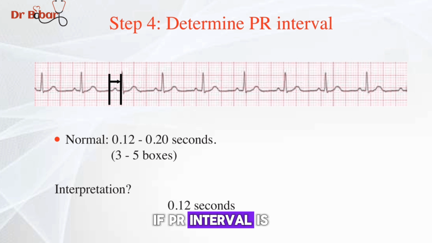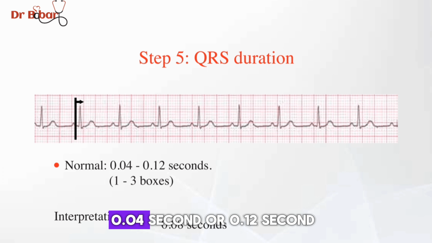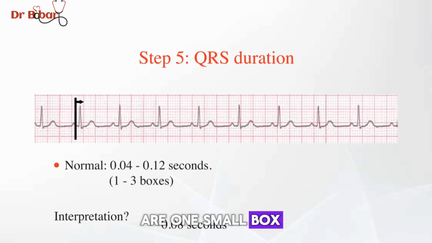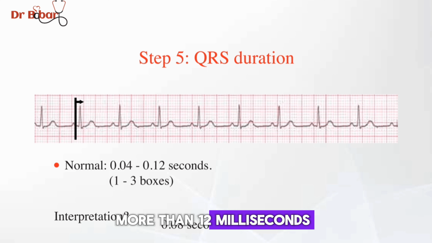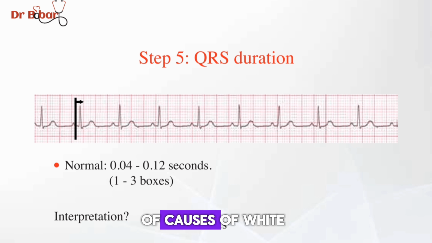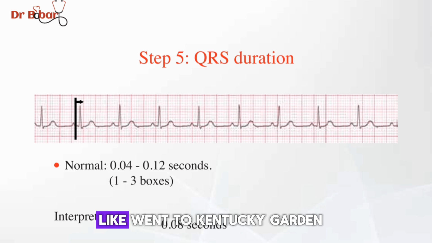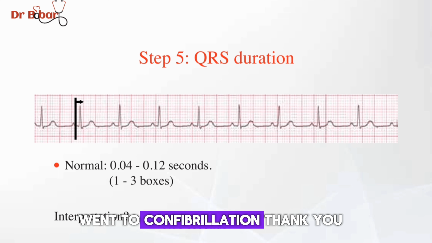Final step is QRS duration. Normal QRS duration is 0.04 seconds to 0.12 seconds or 1 small box to 3 small boxes. If QRS duration is more than 0.12 seconds, it's called a wide QRS complex. There are a lot of causes of wide QRS complexes like LBBB, RBBB, ventricular arrhythmias like ventricular tachycardia, ventricular fibrillation.